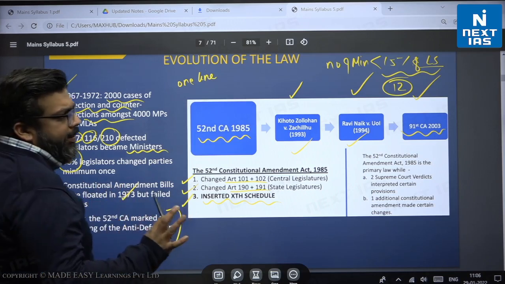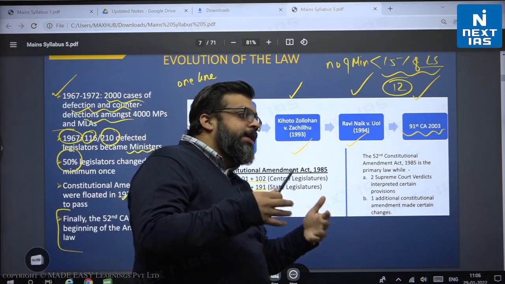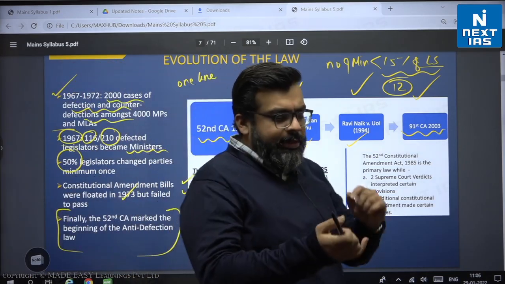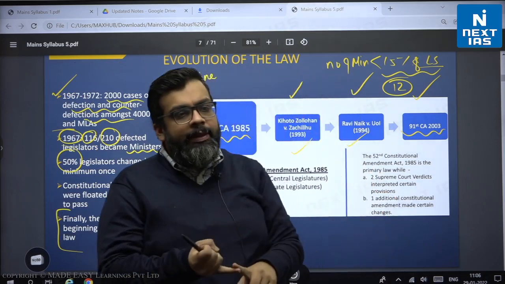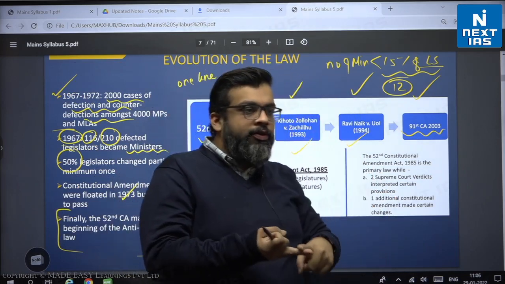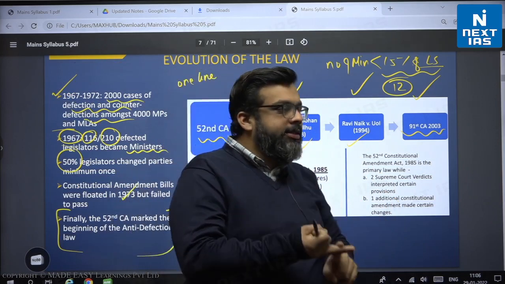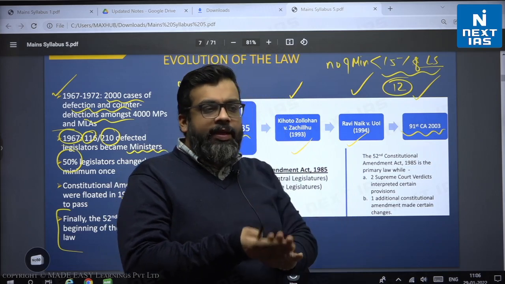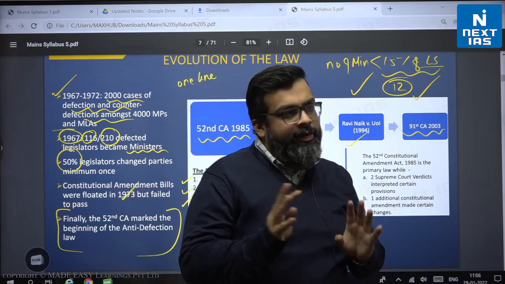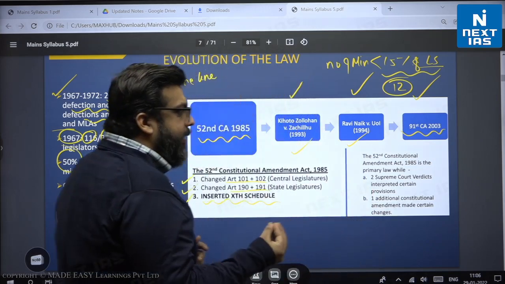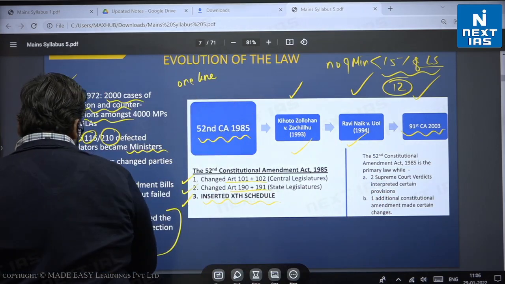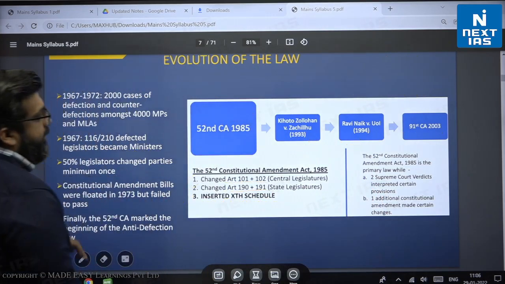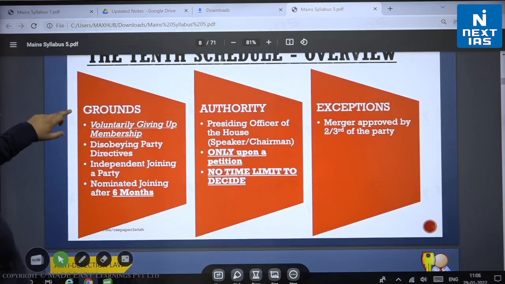अब बहुत सिंपल बात है. This is a law which is punishing you for something. That means there must be some grounds for punishment. There must be an authority who is going to decide whether you have committed this issue or not. There are going to be some exemptions, and we are going to figure out whether the punishment is justified or not. बस यही चार चीज़ें. These are the only four things that we are going to understand in the context of एंटी डिफेक्शन लॉ.